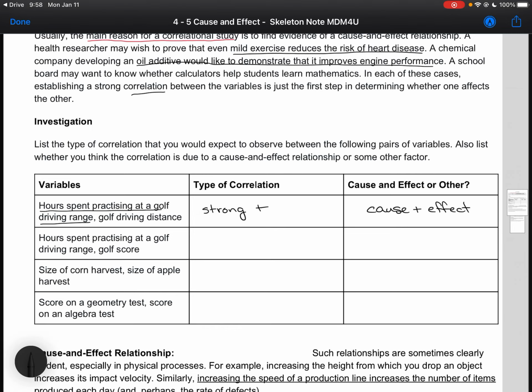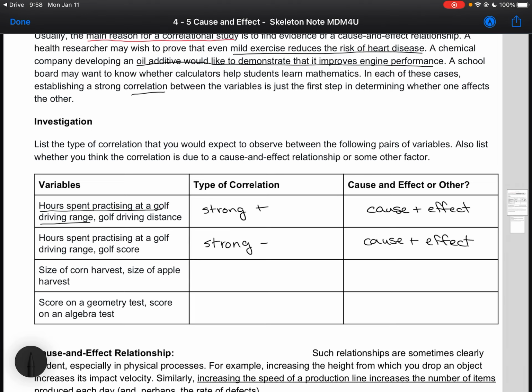Second one that we're going to look at is hours spent practicing at a golf driving range and your golf score. So now this is probably strong negative, right? As you get better, your golf score would go down. This would also be cause and effect.